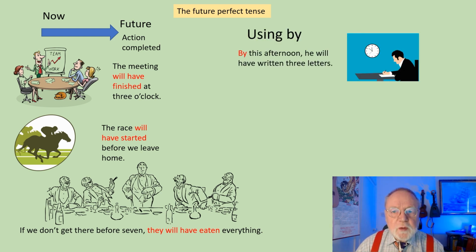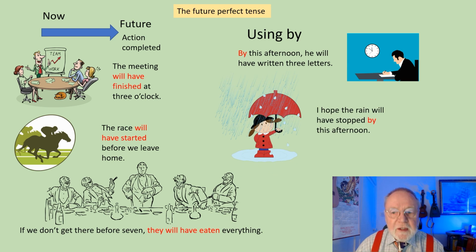We quite often use by with this tense to introduce a phrase. By this afternoon, he will have written 3 letters. That's still future perfect. It's still an event that will finish in the afternoon, but we don't quite know what time, so we generalize and say by this afternoon. The by can move about within the phrase like this. I hope the rain will have stopped by this afternoon. It has the same meaning. The event will finish in the future.